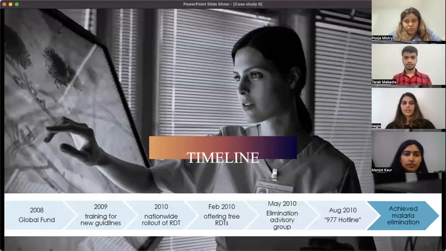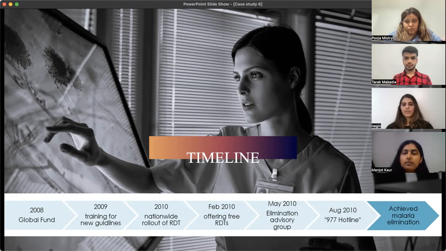Swaziland was awarded the worldwide grant in 2008, which defined a set of essential elements in the Global Malaria Action Plan for reorienting health systems toward the elimination of malaria. Second, the NMCP educated 400 healthcare professionals from the private and governmental sectors in 2009 on the improved diagnostic and treatment standards. Then the nationwide rollout of RDT in both public and private health facilities was initiated in 2010.